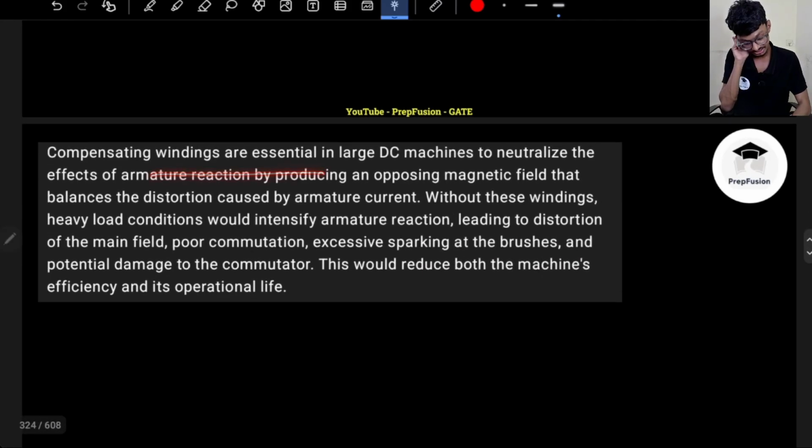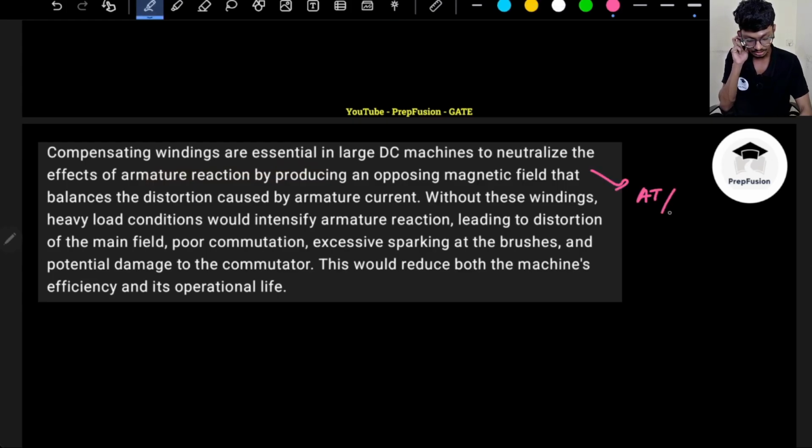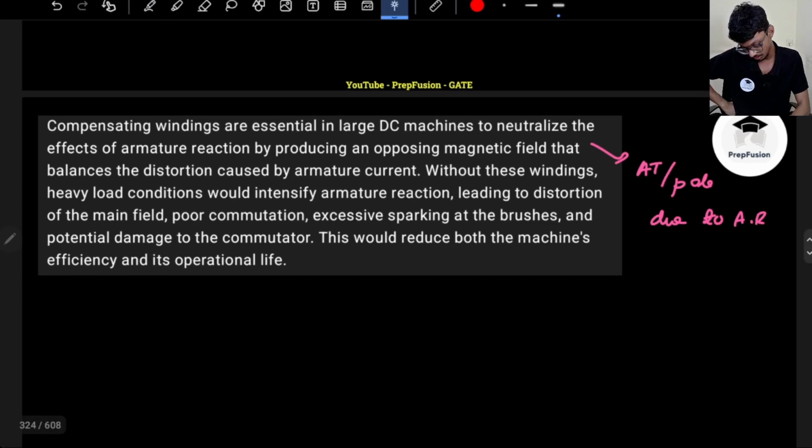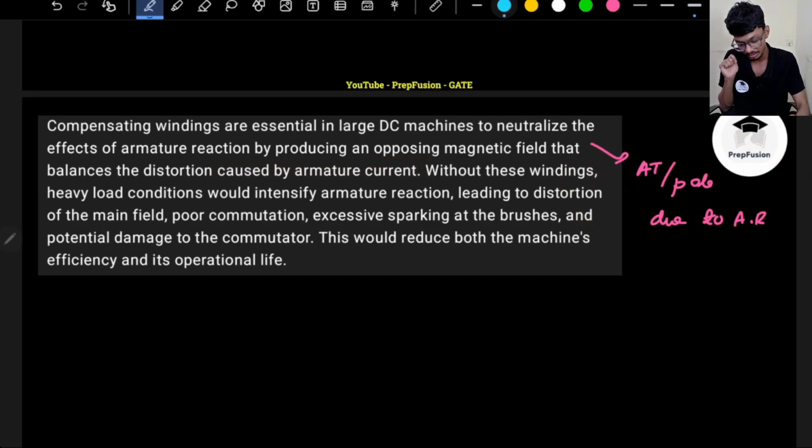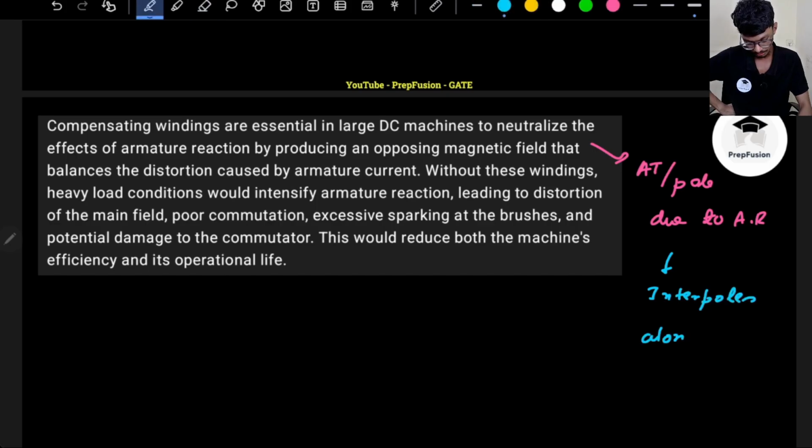Compensating windings are essential for large DC machines because the ampere turns per pole due to armature reaction will be very high. That is why we use them in heavy load. Interpoles alone will not be sufficient because they will only fix the q axis flux of the armature reaction. So interpoles alone won't be sufficient.